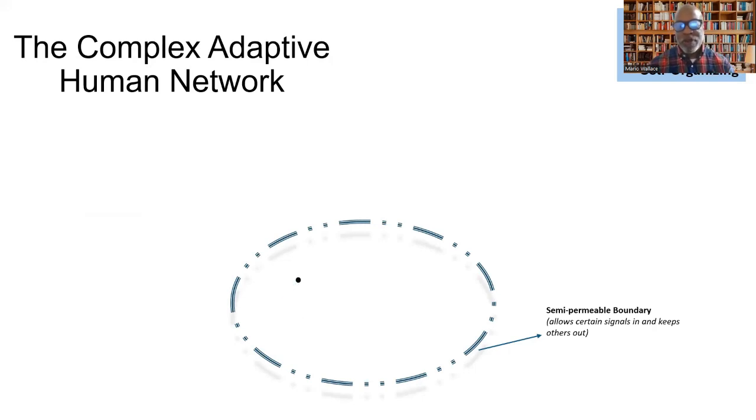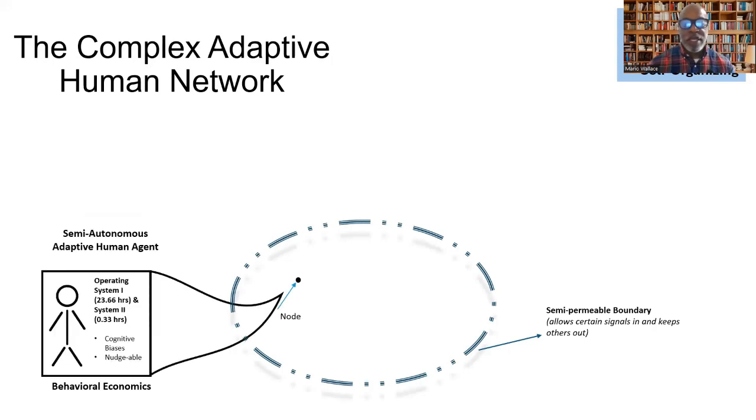So this particular dot represents a node or a person within the organization. As you can see, a semi-autonomous adaptive human that operates in system 1 and system 2 thinking, right? System 1 thinking is thinking on autopilot, like driving home from work. Although you're driving home, you may not necessarily be focused and paying attention because you've done it multiple times. So it's easy for you to get from work to home.